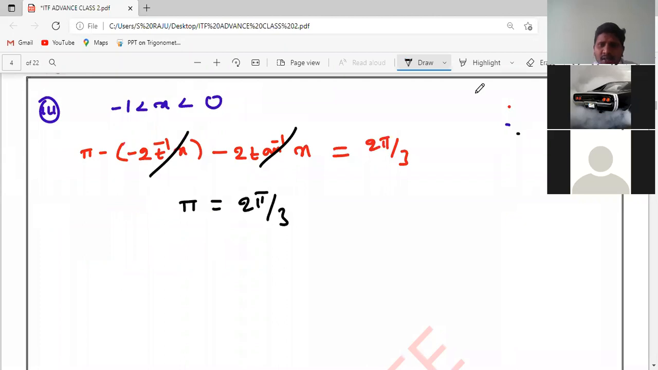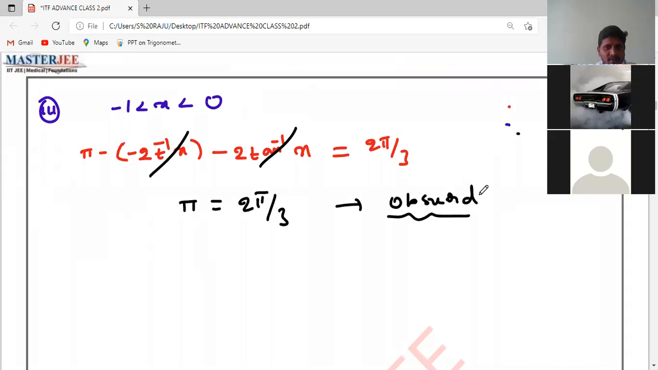Then can anyone tell what is the x value in this case? We cannot find it. How can you find an x value? Is it possible? It is absurd. So we should not find any x value in this case. It is absurd. Okay, third case, this does not exist.